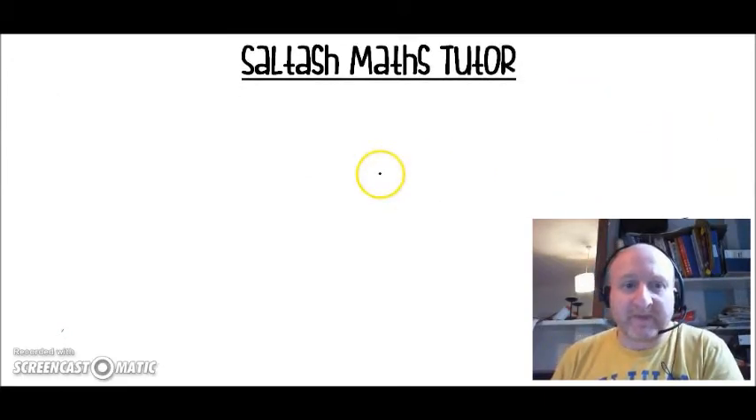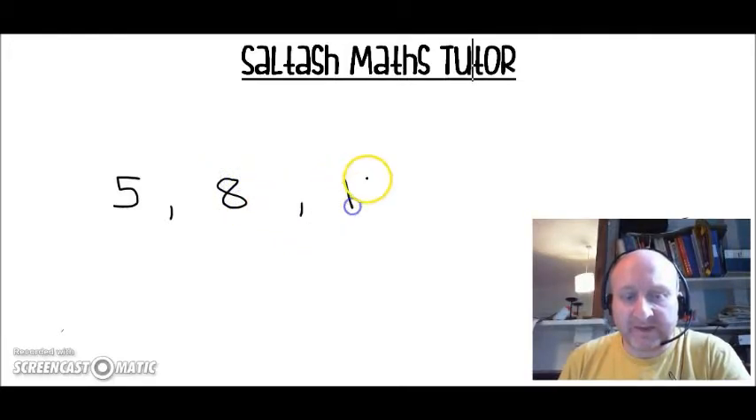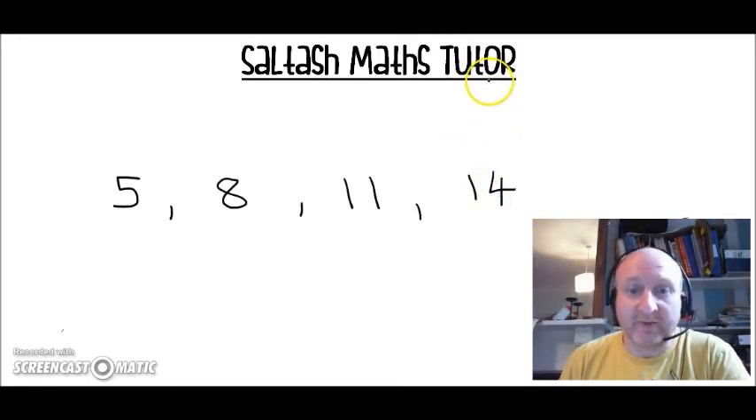So first, let's get rid of that nasty, horrible clicking thing, because we don't want that. Let's bury that up here. I'm just going to look at a sequence. So we're going to have the sequence 5, 8, 11 and 14. And there'll be a lot of you who will instantly see that there is some sort of link between those numbers.